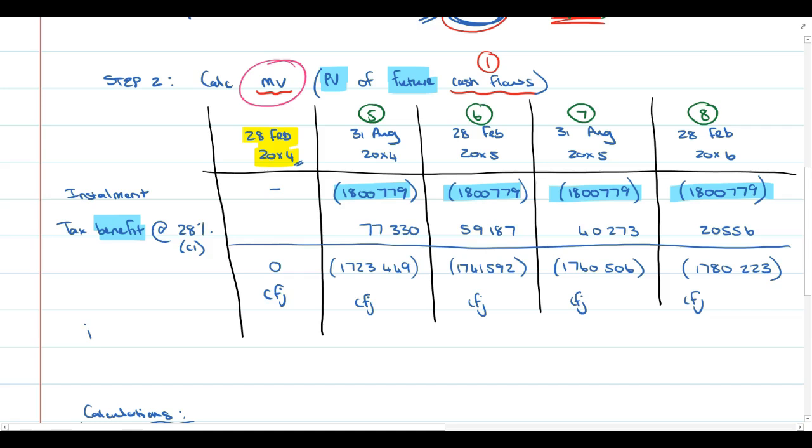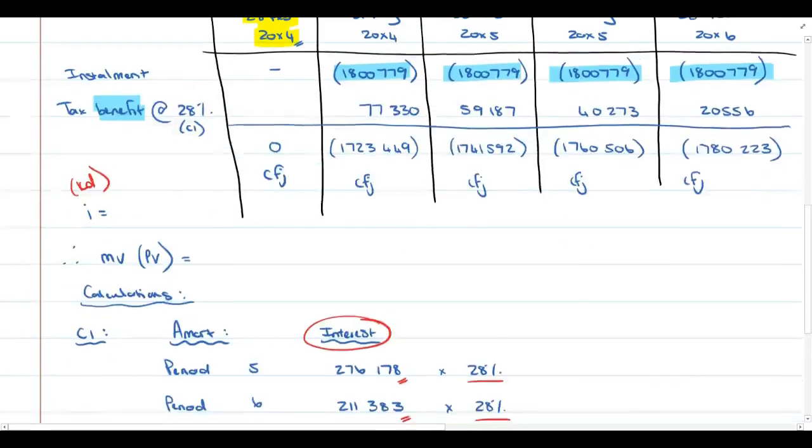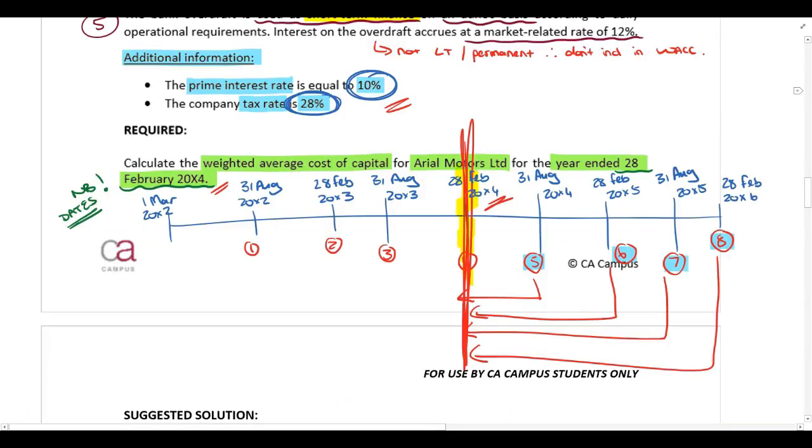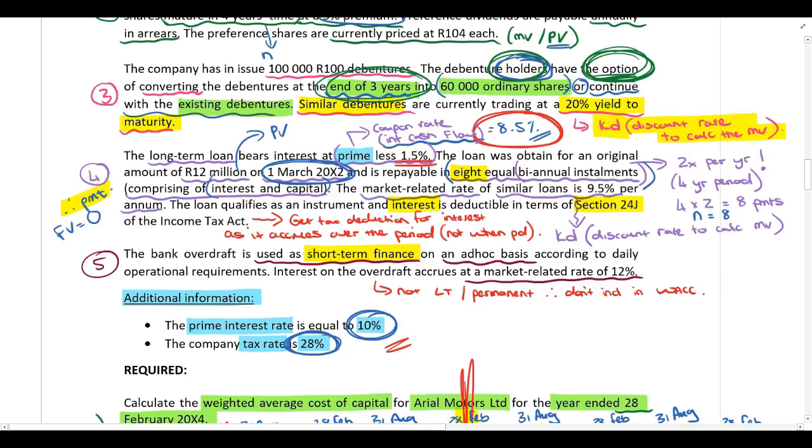Then what is I going to be? Please remember, when we are trying to calculate the market value or the present value, we always use the cost of debt as our discount rate. So we need to get the cost of debt for this loan. If we go back to the information provided in the question, the market-related rate or the cost of debt was 9.5% per annum.